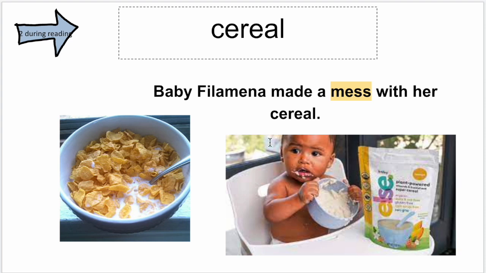Again, here, baby Philomena, she actually picked up her cereal and smeared it onto Daisy's dress. I decided to skip the word smeared and instead use the expression made a mess because this is a more handy expression for our students. This can be used in so many more situations. And again, it got the job done. It explained what Philomena did.